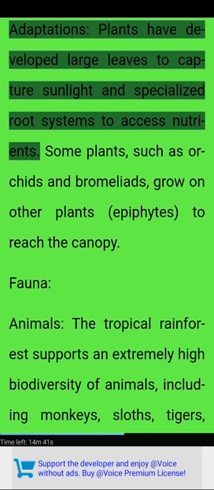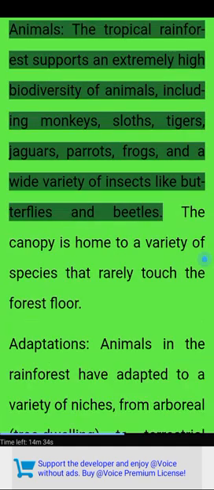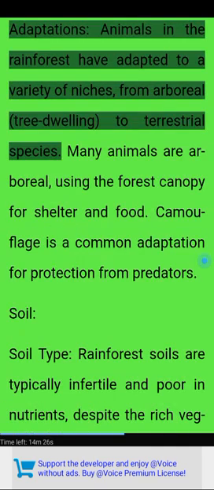Adaptations. Plants have developed large leaves to capture sunlight and specialized root systems to access nutrients. Some plants, such as orchids and bromeliads, grow on other plants as epiphytes to reach the canopy. Fauna. Animals. The tropical rainforest supports an extremely high biodiversity of animals, including monkeys, sloths, tigers, jaguars, parrots, frogs, and a wide variety of insects like butterflies and beetles. The canopy is home to a variety of species that rarely touch the forest floor.